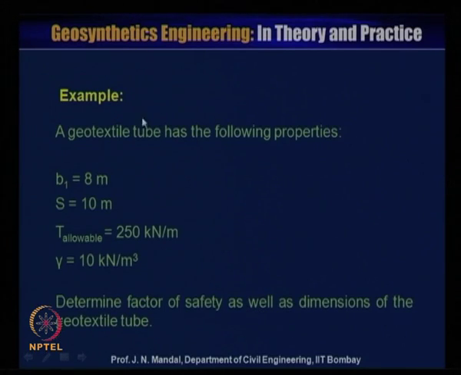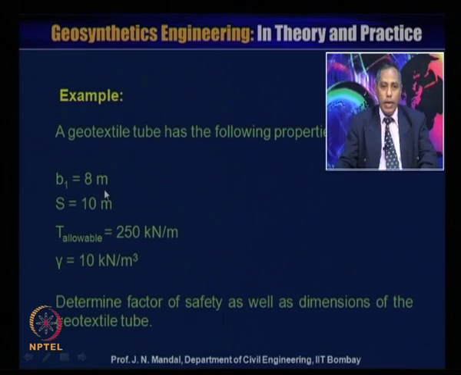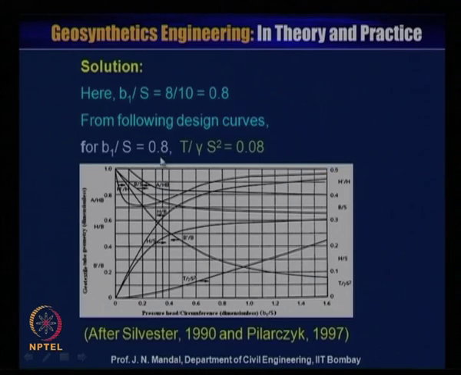So this is one small example. A geotextile tube has the following properties: B1 is 8 meter and S is 10 meter, T allowable is given as 250 kilonewton per meter, gamma is 10 kilonewton per meter cube. So determine the factor of safety as well as the dimensions of the geotextile tube. So here is the solution. B1 by S, you know B1 is 8, S is 10, so 8 by 10, 0.8.